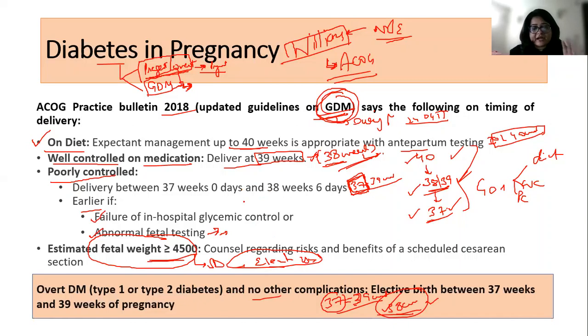So only on diet, we take the woman till 40 weeks. Everywhere else, we deliver 1 or 2 weeks earlier. Am I clear on this? This is a very, very important topic.